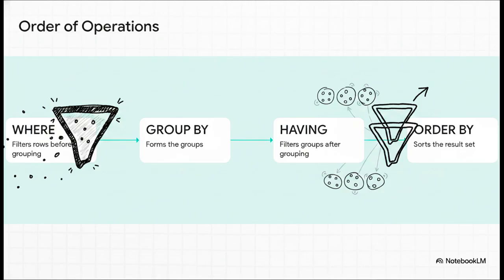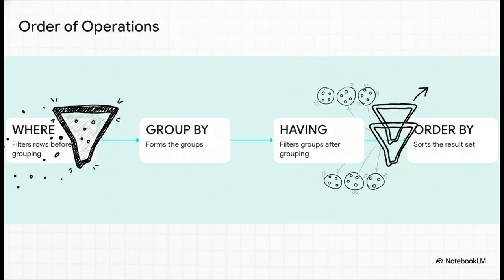Step 1 is where. Where filters your raw rows before any grouping even happens. Step 2 is group by, which actually forms your groups. Step 3 is having, and this is crucial. Having filters the grouped results after they've been summarized. Finally, step 4 is order by, which sorts your final output.